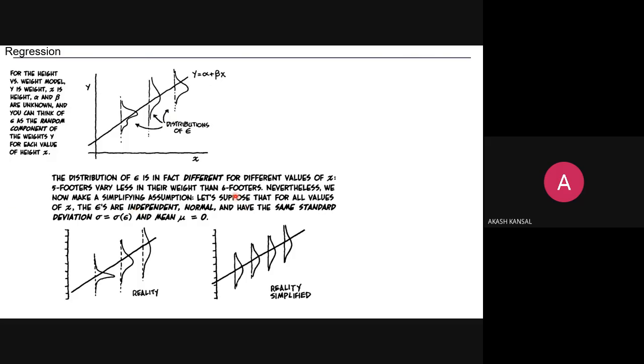Now, we make a simplifying assumption. Let's suppose that the variation is the same for all of them, and we have the mean as zero for all of them. The mean should be zero, right? And the epsilon should be independent and normal. So, if they are independent and normal, the mean should be zero, and we assume that the standard deviation for all of them is the same. This is the simplified one.